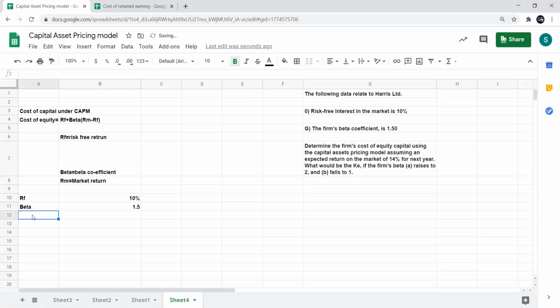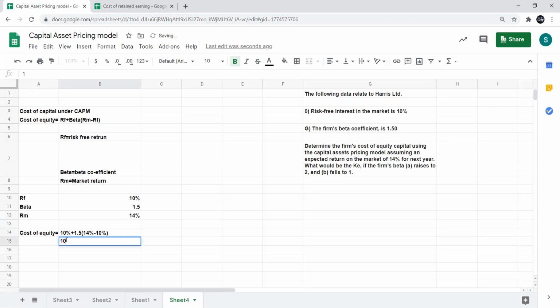Next, what should I require? Totally three elements I require: RFR, beta factor, and RFM, that is market return. The market return for the first case is given to be 14%. Now simply we can substitute every figure given in the formula to derive the result. Cost of equity is equal to what? Your RFR is 10%. To this, I have to add beta factor 1.5 into market return minus risk-free rate.